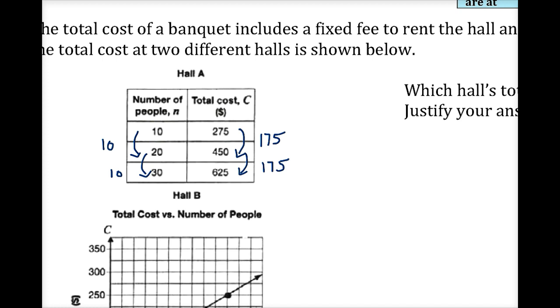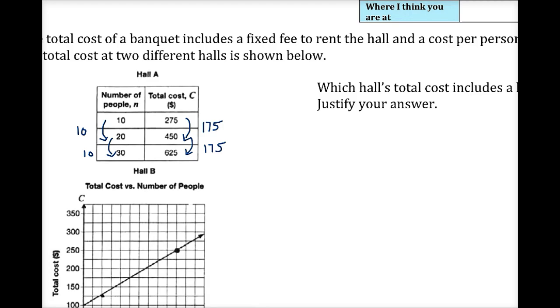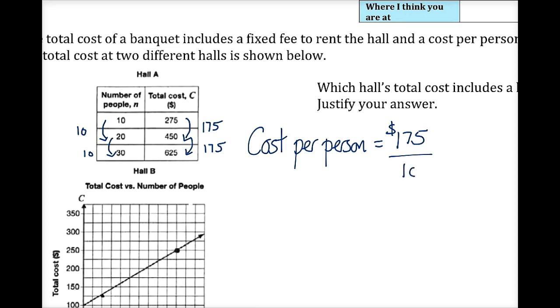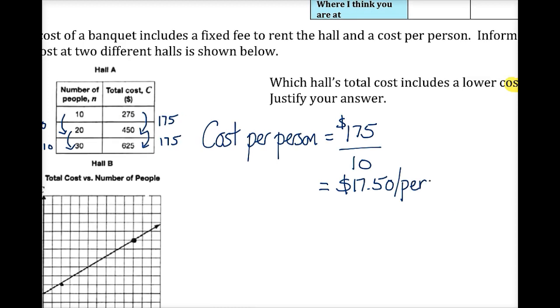So if we want to look at the growth rate, or the cost per person, then the cost per person would be the cost increase as we go from row to row, $175, divided by the number of people, which is 10 people. And if we divide 175 by 10, we get 17.50. So it's $17.50 per person. Okay, so that is our cost per person from the table of values.